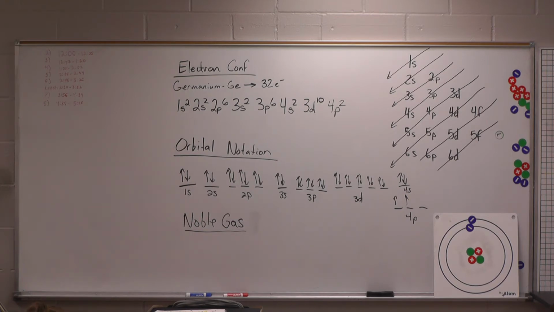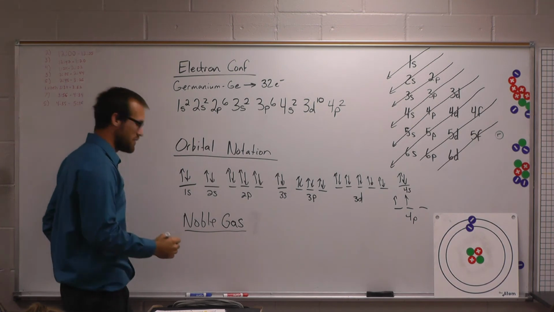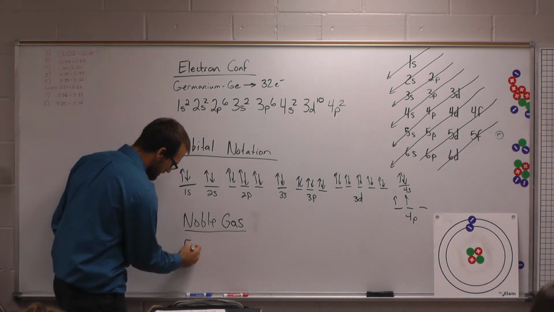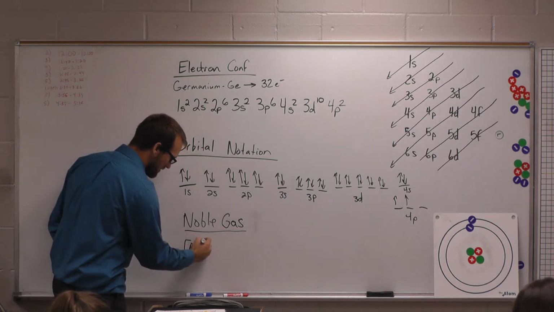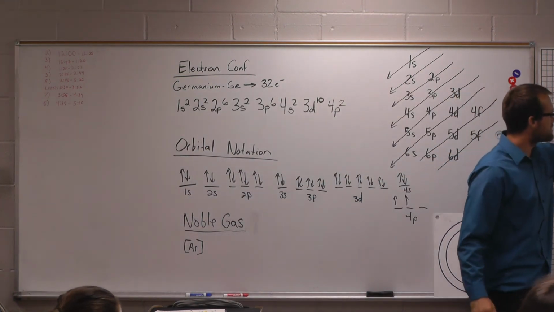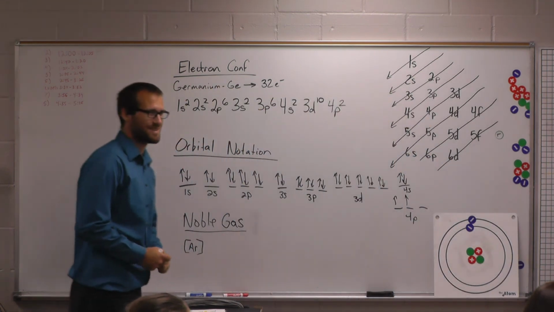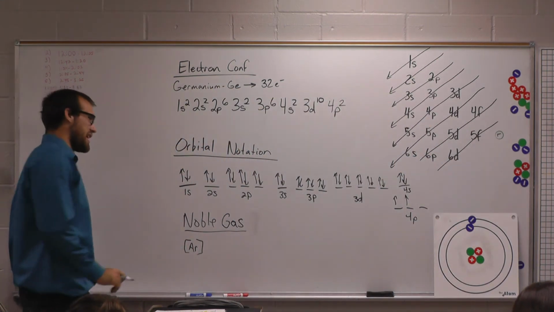So germanium, what did I say? Up one, find the noble gas, argon. Your table already gives it. Yes, it does. That's why I'm not letting you have that on the test. The table gives noble gas notation. It's right here. This is the noble gas notation for everything. Let me show you how to do this.